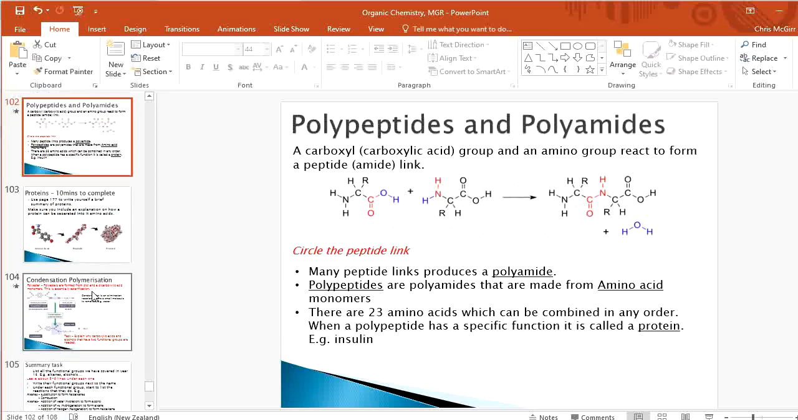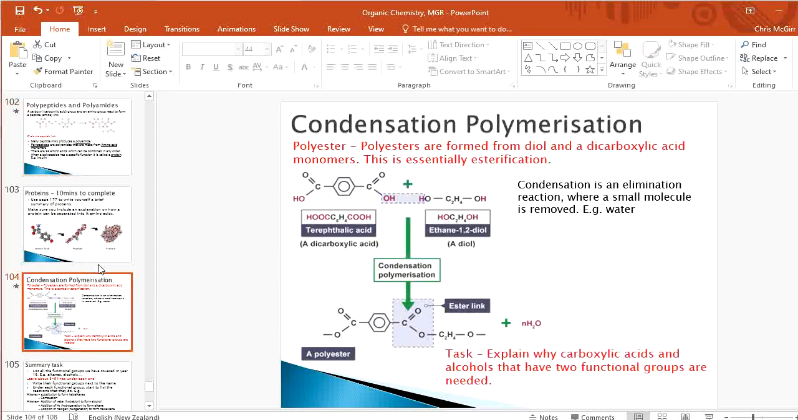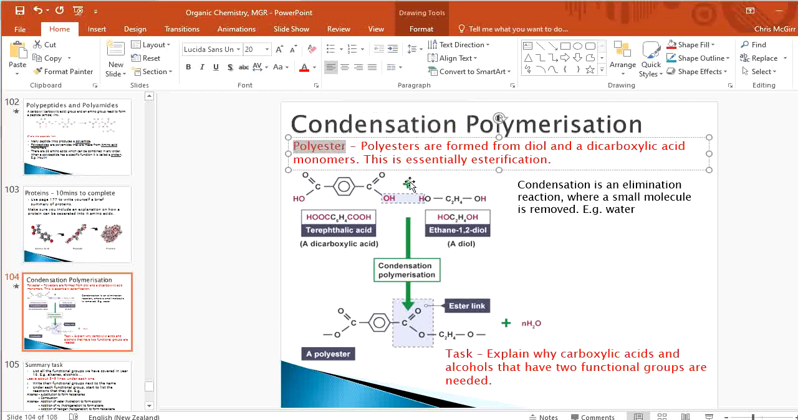All right, sticking with polymers. The other type of condensation polymer that we talk about is polyesters. You would have heard that term in terms of fabrics. Clothing is made out of polyester. Well, guess what a polyester is made up of? Many ester functional groups. Let's look at this diagram here.